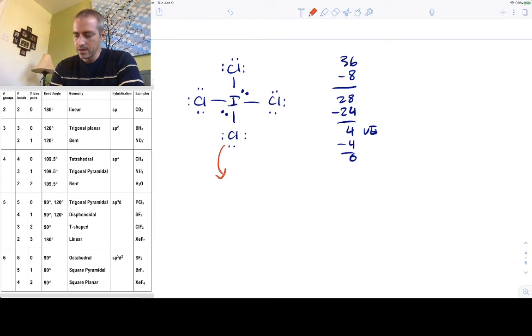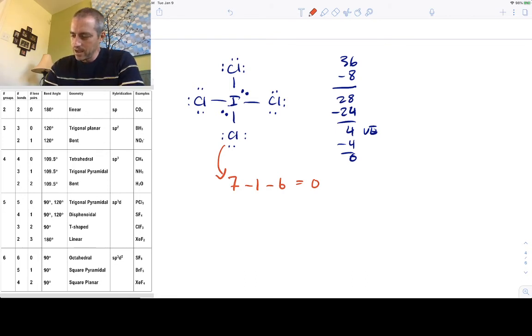Chlorine has 7 off the periodic table, minus 1 for the single bond, minus 6 for the 3 lone pairs is 0. So all the chlorines have charges of 0. And I'm drawing them in here just to be explicit. Normally you don't draw anything if the formal charge is 0. In fact, I'm going to get rid of those because I don't want people to start drawing zeros if there's 0 formal charge.